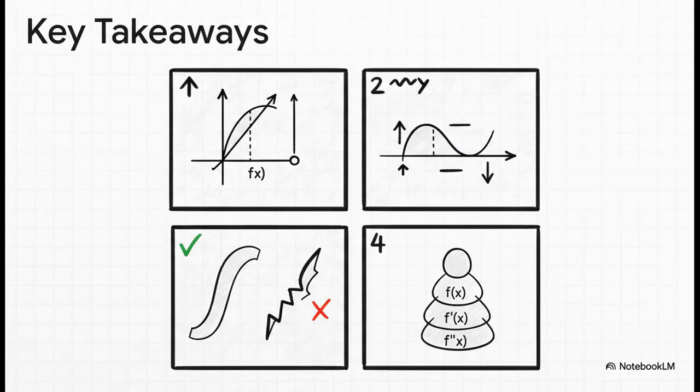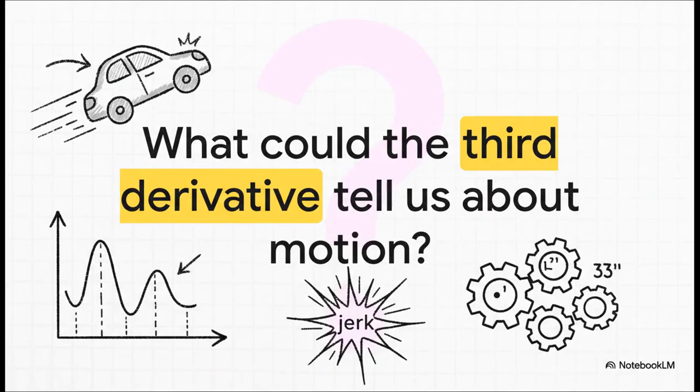Okay, let's boil this all down. What are the big takeaways here? Number one, the derivative f prime of x is way more than a single calculation. It's a whole new function that gives you a complete roadmap of the slopes of the original function. Number two, the graph of the derivative is like a secret storyteller for the original function's behavior. It tells you everything. Number three, not all functions get to have a derivative everywhere. They need to be smooth and continuous. And finally, number four, we can keep going. We can take derivatives of derivatives to describe things like acceleration, which is just the rate of change of another rate of change. And that leaves us with one final, fascinating thought to chew on.